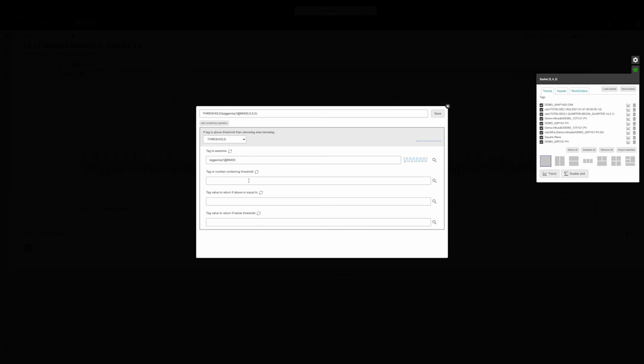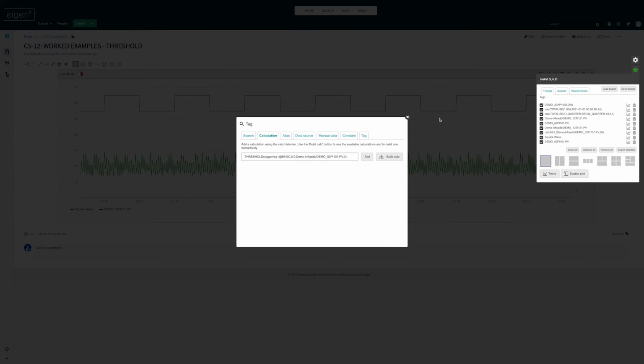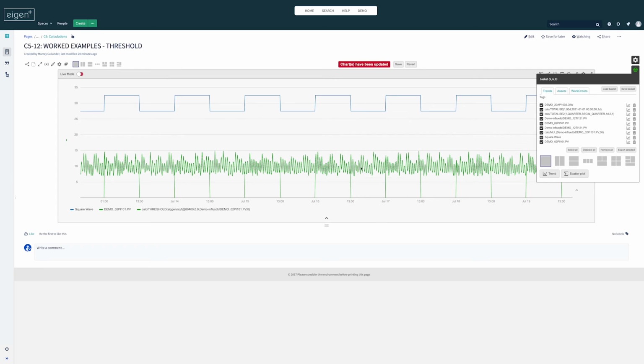So I could actually put in any number above 0 in this case, and when you have a digital signal that would do. So I'll put in 0.9. This would actually work with 1 as well because it's above or equal to. So the tag value to return if above or equal to is then our pressure instrument in this case, and if it's below the threshold we want to return 0, and then I'll add that to my trend.